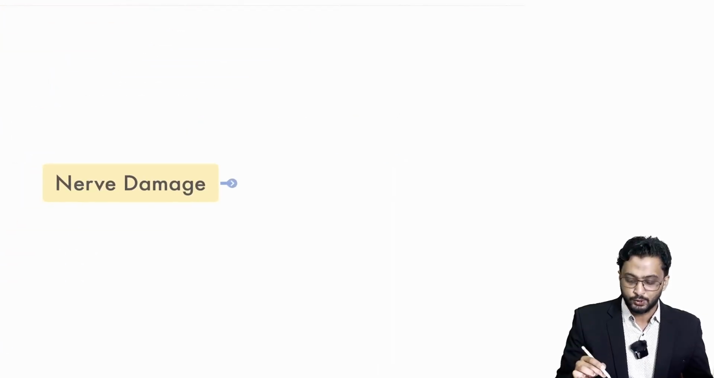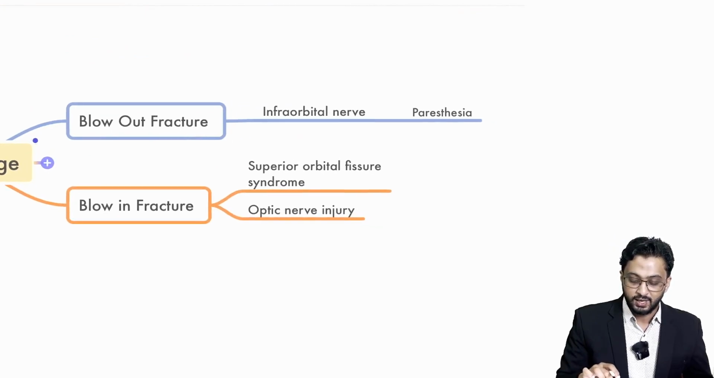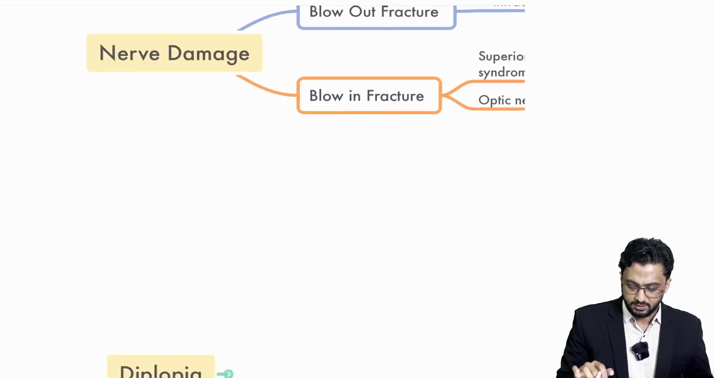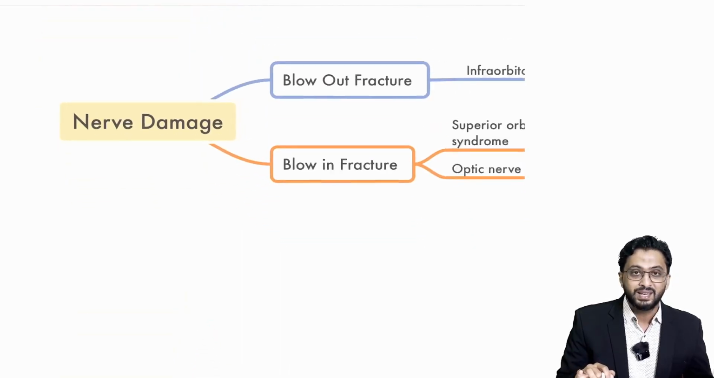Nerve damage is also a major difference we saw. In blowout fracture there is an intraorbital nerve injury, whereas in blow in there is optic nerve injury and superior orbital fissure syndrome. Intraorbital nerve injury causes paresthesia, whereas optic nerve injury causes blindness, besides your superior orbital fissure syndrome related symptoms. So that is about your basic comparison.